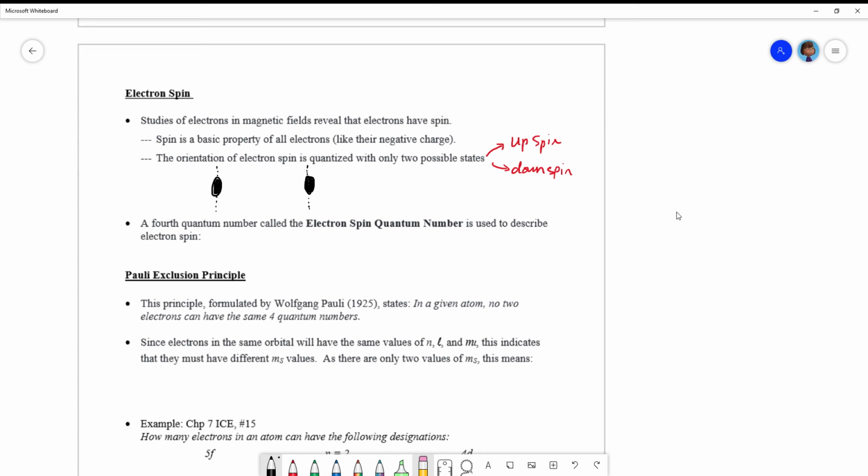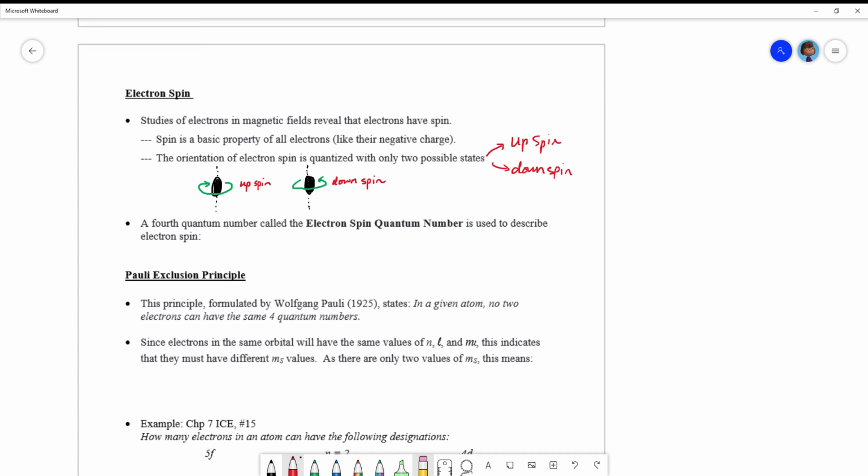Now, an electron spinning about its axis can only spin in one of two directions. It either spins clockwise or it spins anti-clockwise. Now, depending on the direction of its spin, we assign one of these directionalities as an upspin and the other as the downspin. And it's arbitrary which is which. So we might say that this one is the upspin and this one is the downspin, but it's entirely arbitrary.